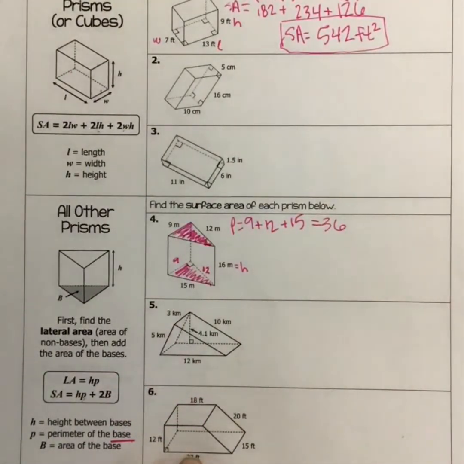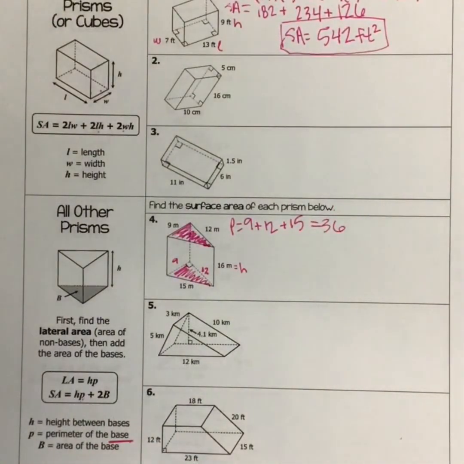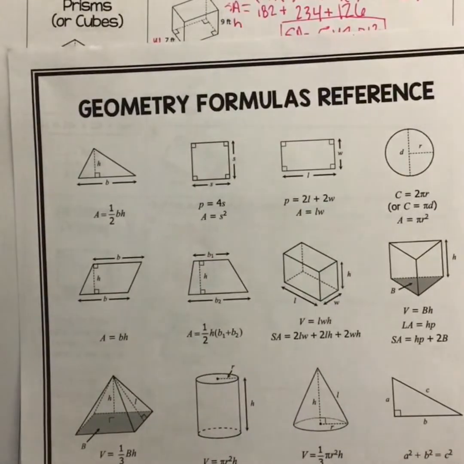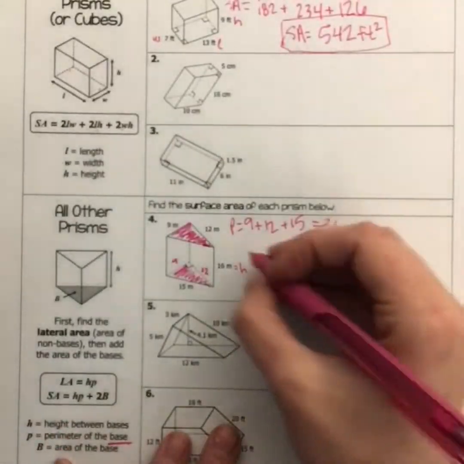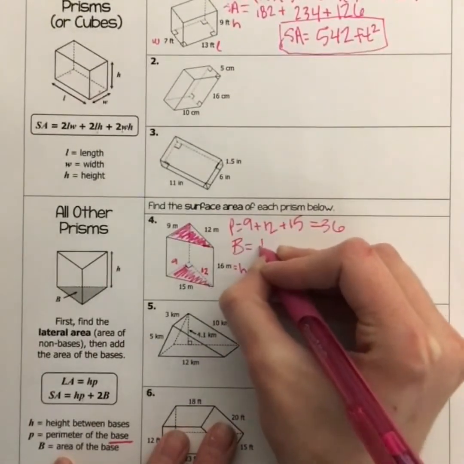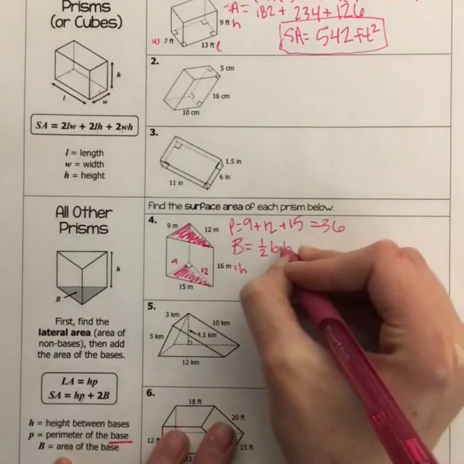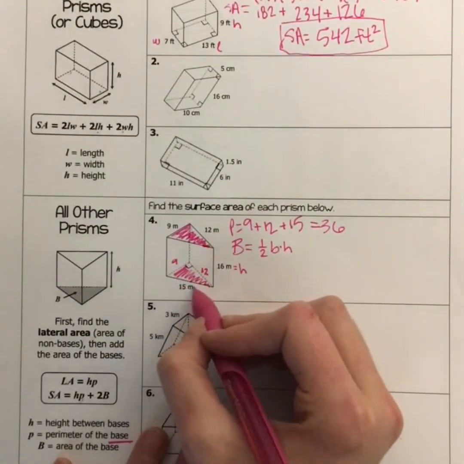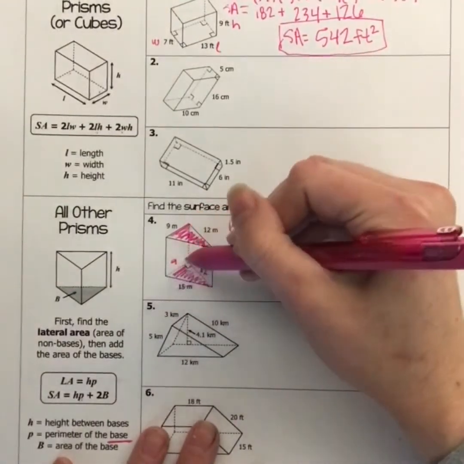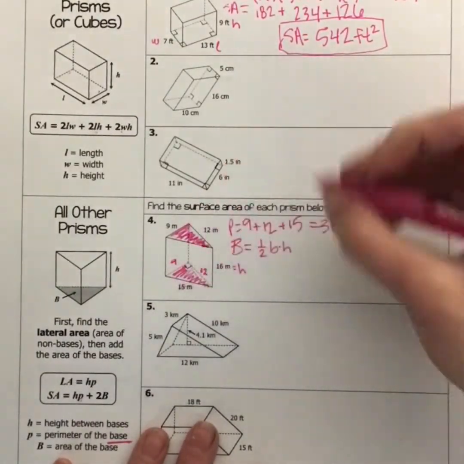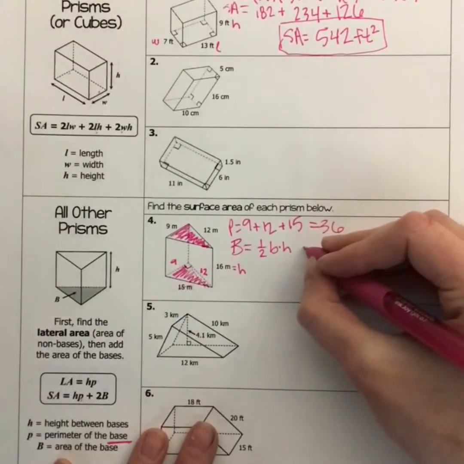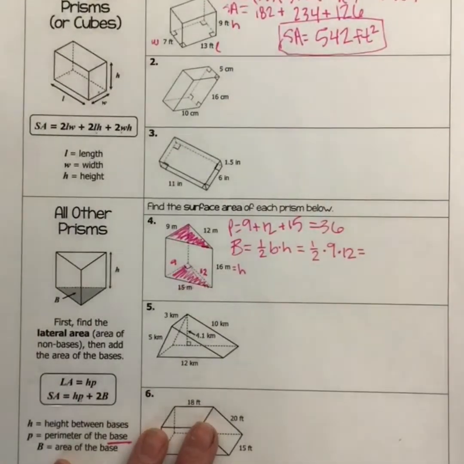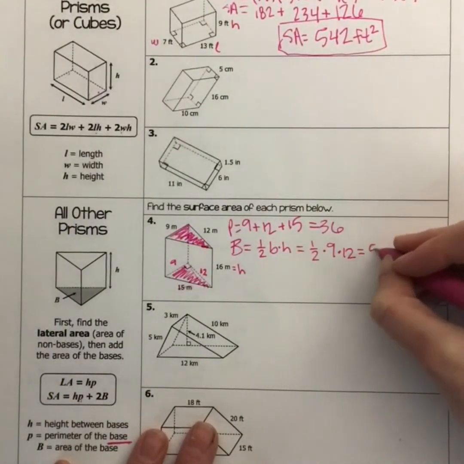And so remember, the way to find area for our triangles is 1/2 base times height. Doesn't matter what your triangle is, 1/2 base times height. So let's find that B, 1/2 base times height. And for this triangle here, we're not looking at the hypotenuse. We're specifically looking at our two sides that make the 90-degree angle. So we have 1/2 times 9 times 12, which would give us 54.